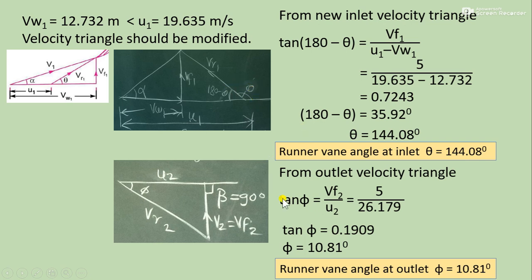Next is to find phi. To find phi, we take the outlet velocity triangle with beta 90 degrees. So tan phi is equal to V2, the front side, divided by this u2, the adjacent side. Putting the values in and doing the calculation, phi is obtained, which is the runner vane angle at outlet.